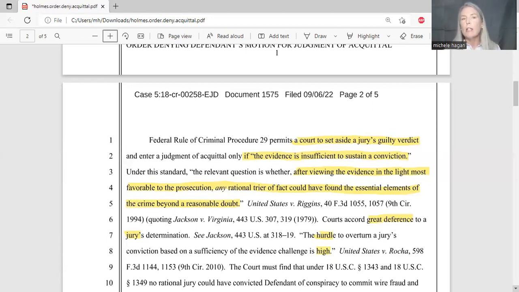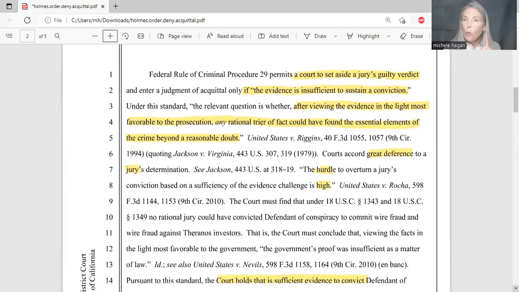After viewing the evidence in the light most favorable to the prosecution, any rational trier of fact, that was the test, that means any rational juror, could have found the essential elements of the crime beyond a reasonable doubt. The courts give great deference to a jury's verdict, right? They don't want to disturb a verdict unless there's insufficient evidence, all right? So this judge found there was sufficient evidence. So what did he say?